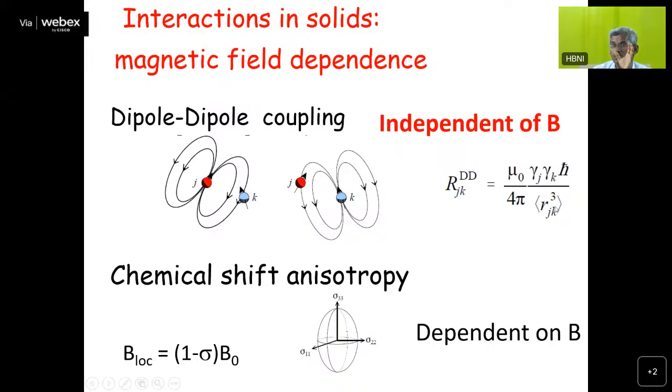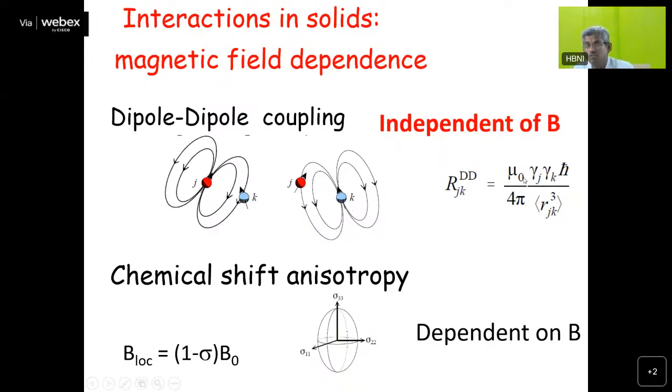And here only constants are there. The only variable is nothing but the distance between J and K. In fact, as the distance increases, the R_JK or the coupling constant decreases; the strength of the dipole-dipole coupling decreases with increase in distance. In fact, it is inversely proportional to the cube of the distance.